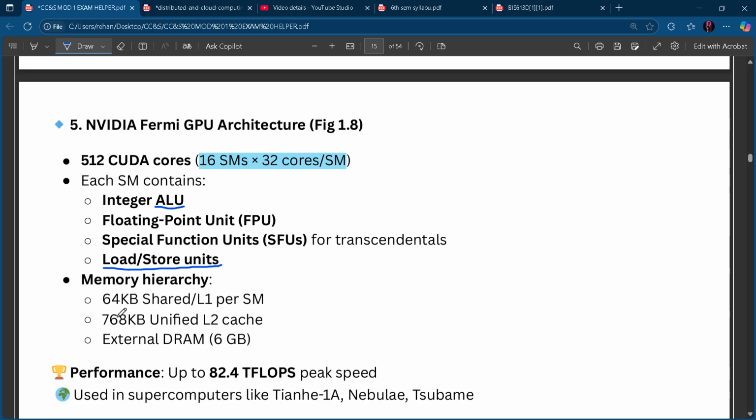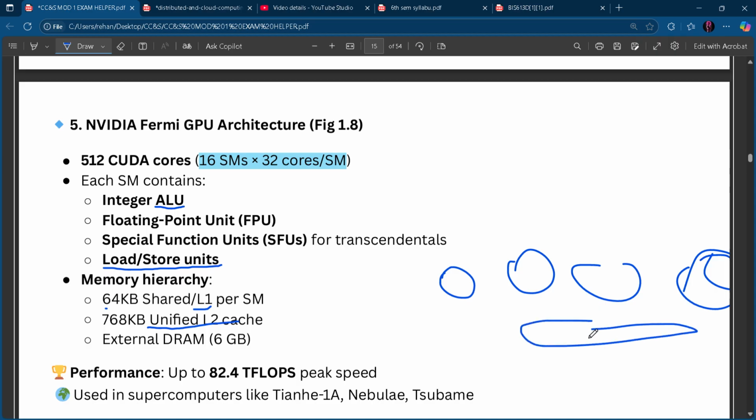Then memory hierarchy, 64 KB shared per core. This is L1, right? It is L1 per multiprocessor. So each multiprocessor has 64 KB of shared core. Then 768 KB of unified L2 cache. We saw the diagram, right? Suppose these circles are cores, we have 4 cores, and then we have one big one like this. So this is L2. Each has L1. L2 is shared for all the cores. It's like that. Then external DRAM.